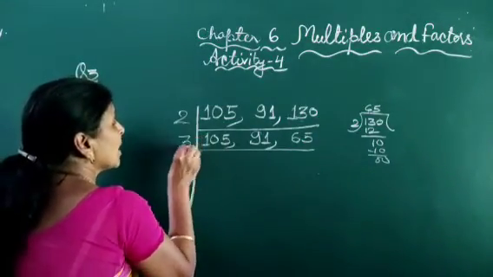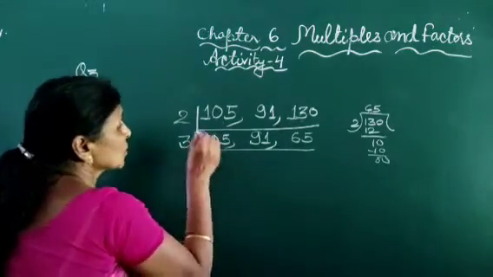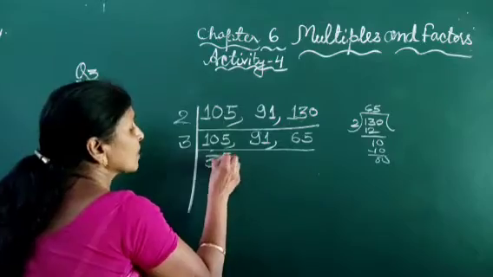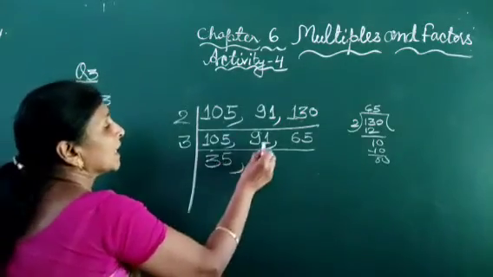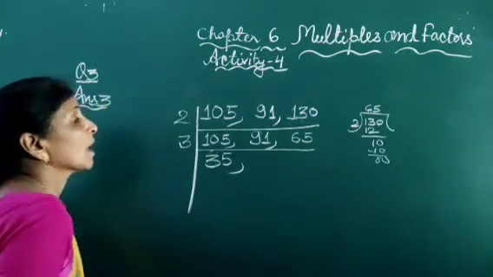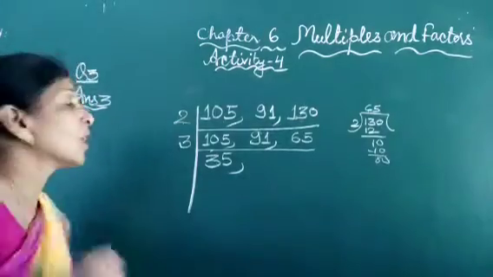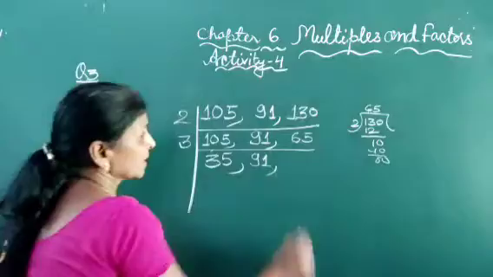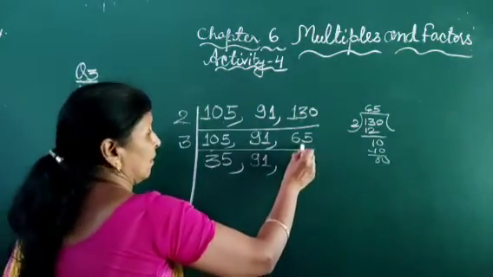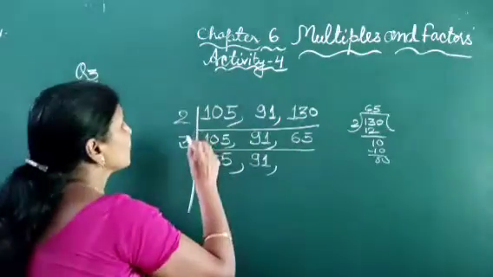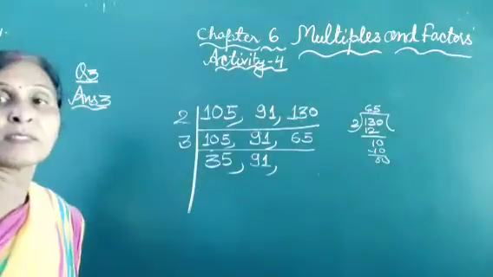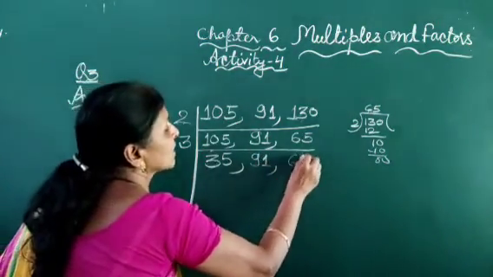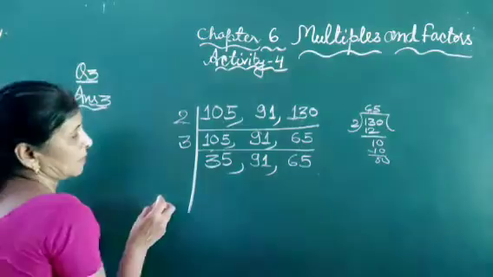105 is divided by 3 and the quotient comes 3 3s are 9 and 3 5s are 15, 35. Then 91 is not divided by 3, so we write this number as it is. Then 65 is not divided by 3, so we write 65 as it is.